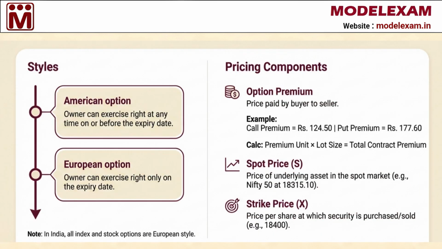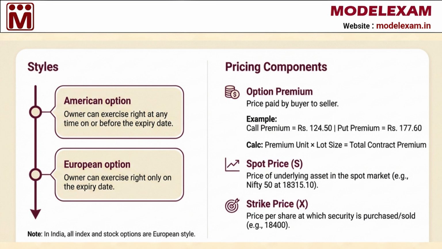their right. Options also come in different styles. An American option allows the buyer to use their right at any time before the contract ends. However, a European option can only be used on the actual expiry date. It is important to know that in India, all index and stock options follow the European style.